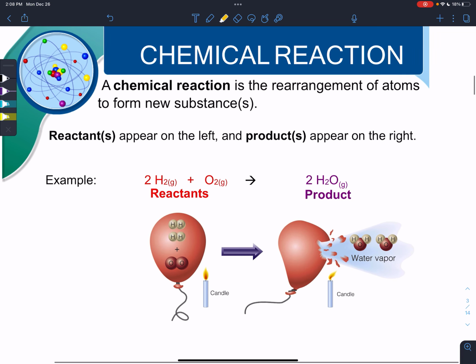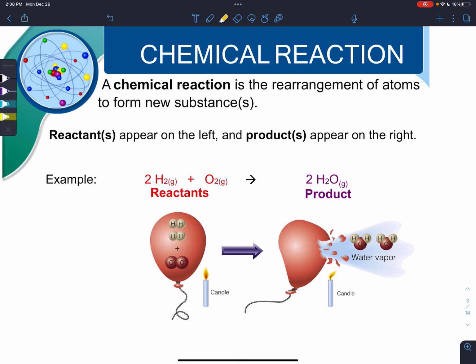Another definition of a chemical reaction is the rearrangement of atoms to form new substances. Whenever you write a chemical reaction, your reactants are always going to appear on the left, and your products are always going to appear on the right. So if we're looking at this particular reaction in our example, we have 2 hydrogen atoms plus an oxygen, and it's going to yield 2 waters. So my reactants are these 2 on the left, my hydrogen and my oxygen, and my product is water vapor, which is going to be on the right.